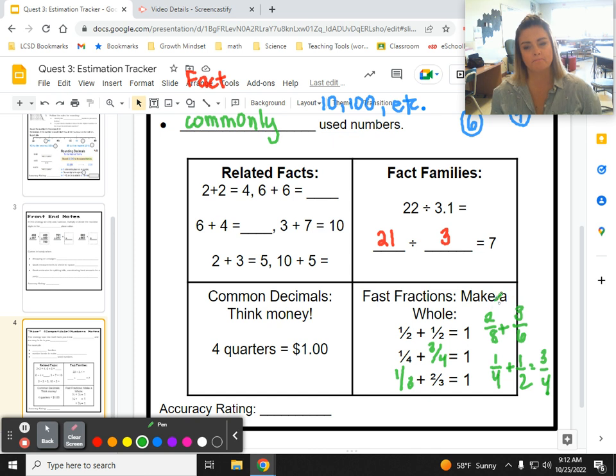You don't need to write that down. Don't worry about it. All right. So related facts. 2 plus 2 is 4. 6 plus 6 is 12. These are commonly used numbers. These are facts you do a lot. Anything to make 10. Make 10 or make 5s ending in a 5.